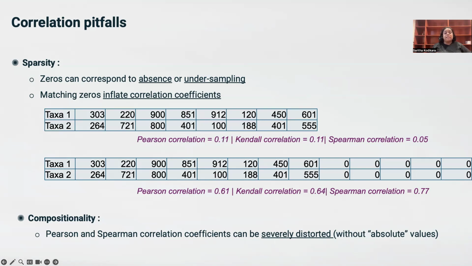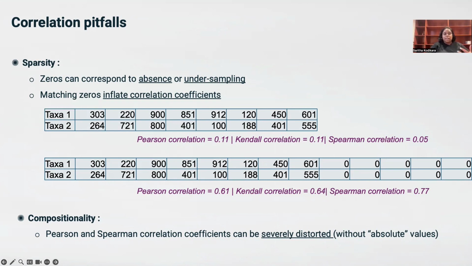Another problem is compositionality. As I mentioned before, we have relative counts rather than absolute counts. In these situations, in theory, people have shown that Pearson correlations are not to be used because they're not suitable for compositional data analysis. So we have this problem that we can't use the traditional correlation method.